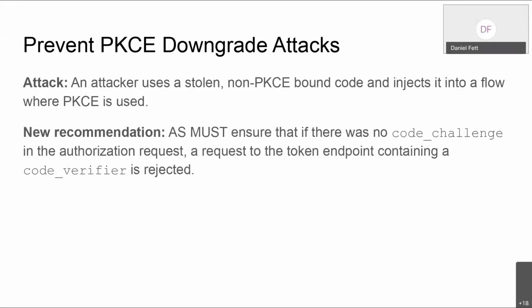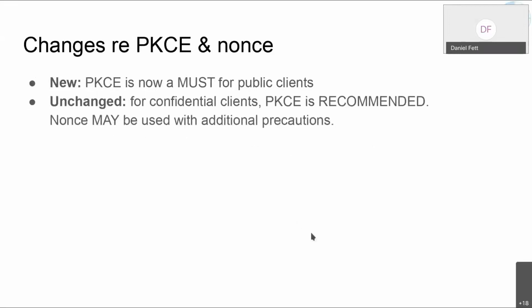Our new recommendation regarding this attack is that authorization servers must ensure that if there was no code challenge in the authorization request, a request to the token endpoint that contains a code verifier must be rejected. So this is, as we heard, also something that some implementations already do. So I suspect this is a relatively small change. Then we have some smaller changes regarding PKCE and nonce and the recommendations around that.